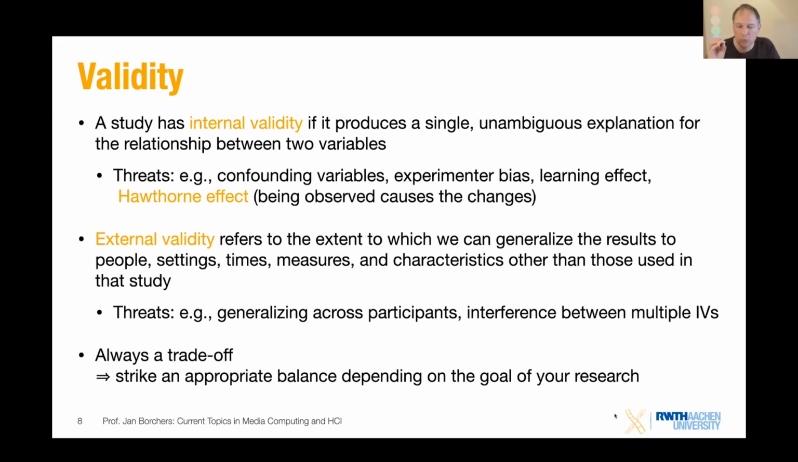So the more you nail down all your external influences, the more you exclude these external influences, the higher your internal validity, but it lowers your external validity, right? That's sort of a trade-off that you often have to make based on what you really want to show.